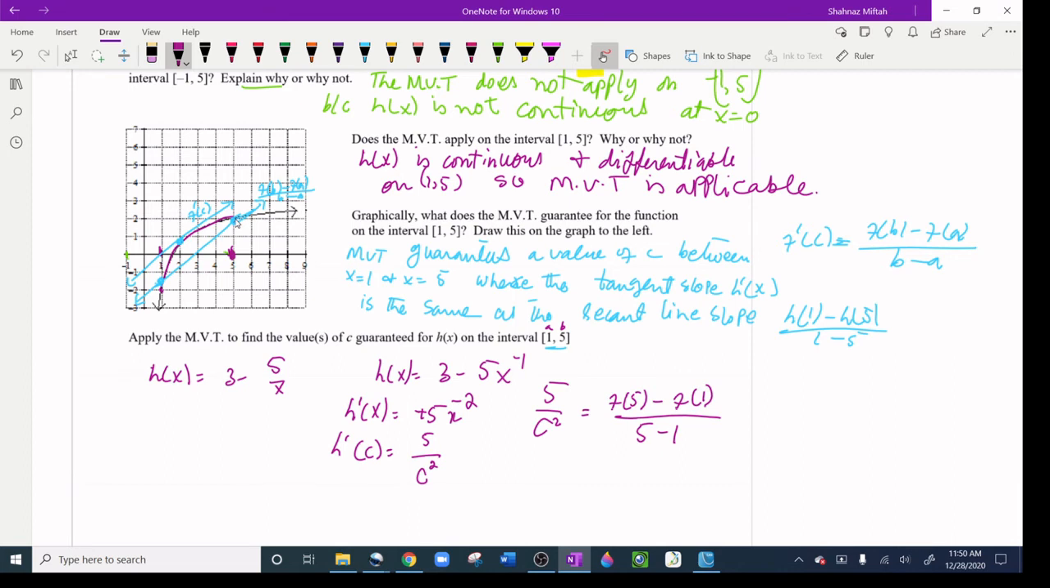I'm sorry, that's h of 5 and h of 1. What is h of 5? This is 5 and that's 2, okay? Minus, and the other one is negative 2 over 4. So this one is going to give me 4 over 4, which is 1. Okay, now if it's 1, let's get the c by itself. So technically I got 5 over c squared equals 1.